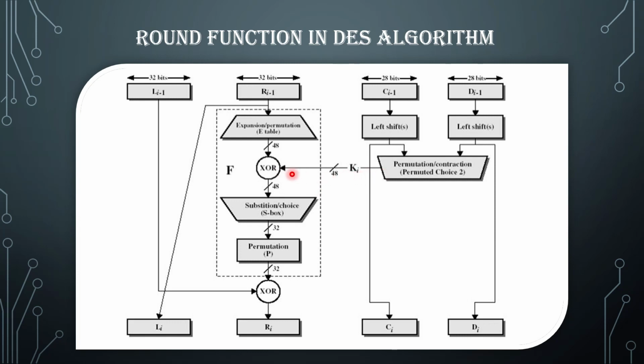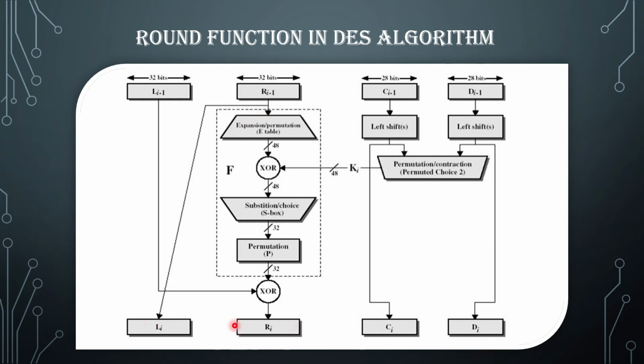After key generation, we do an XOR operation with these two 48 bits. Then we get the output as 48 bits. Then we do an S-box operation, which decreases the 16 bits, so that the permutation operation will be done. The 32 bits then go through an XOR operation and give the final Ri output. So the initial 32 bits and the final 32 bits go through an XOR operation, and then finally we get Ri. So this initial right side Ri minus 1 will be taken as input for the second round.